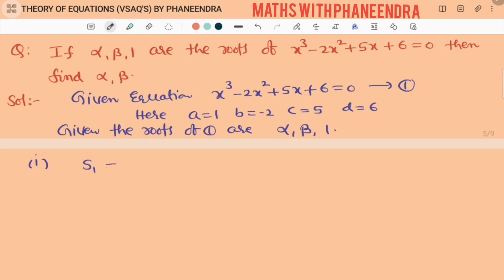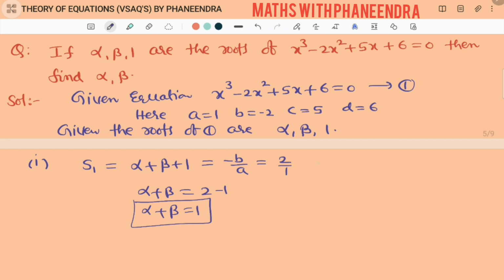Like S1 is equal to the sum of the roots only, no? Alpha plus beta plus 1 is equal to minus B by A. So, minus of minus 2 by the a value 1. So, alpha plus beta is equal to 2 minus 1. Alpha plus beta is equal to 1. Next, take the product of the roots, S3. Alpha into beta into 1 is equal to minus d by a. So, that implies alpha beta is equal to minus d by a, means minus 6 by 1.